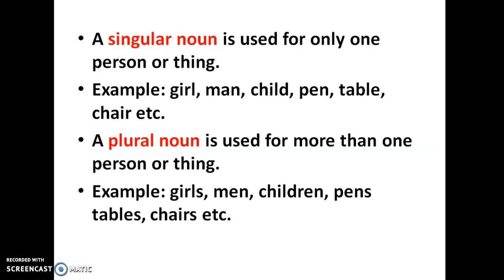A singular noun is used for only one person or thing. So singular means only one. Example: girl, man, child, pen, table, chair, etc.